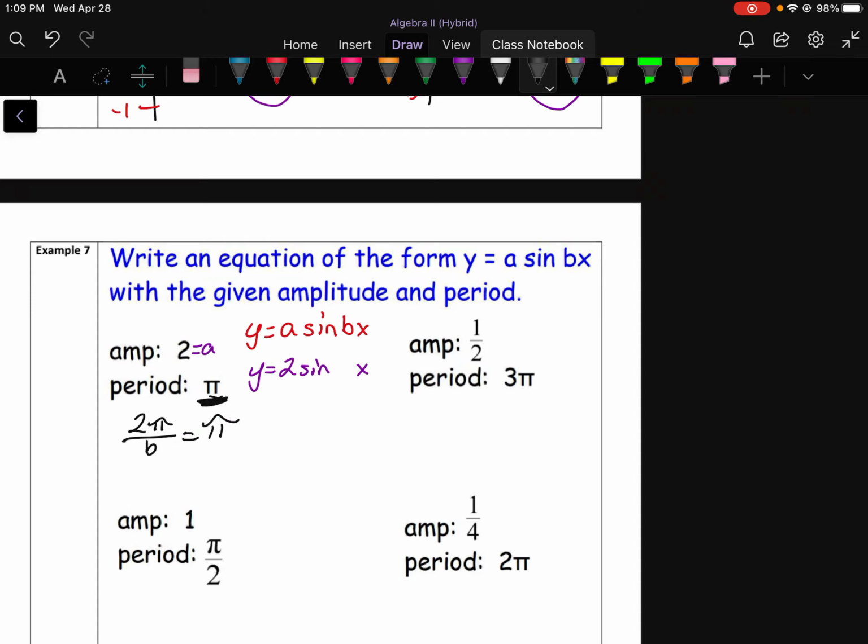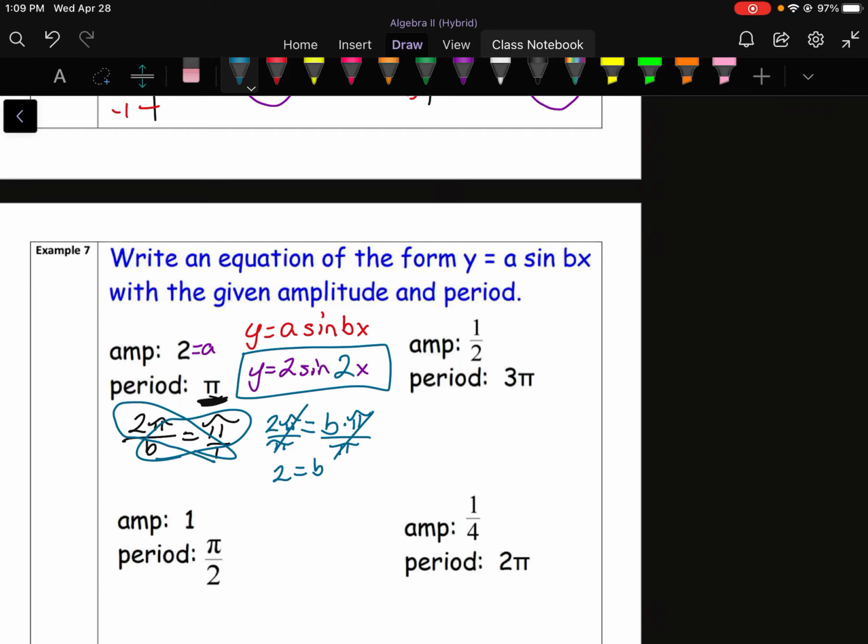They told us the period. So what we can do is make this pi over 1, and we can cross multiply. So 2 pi equals b times pi. And then we can solve this little mini equation. So we divide both sides by pi because it's just a number. Those cancel, b equals 2. So that would be my final equation.